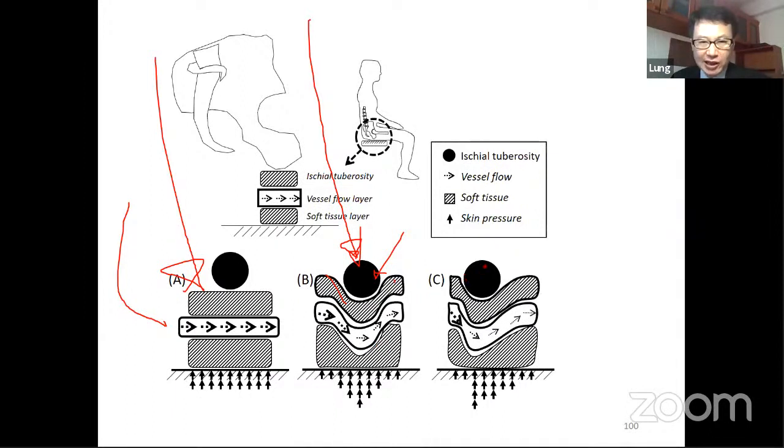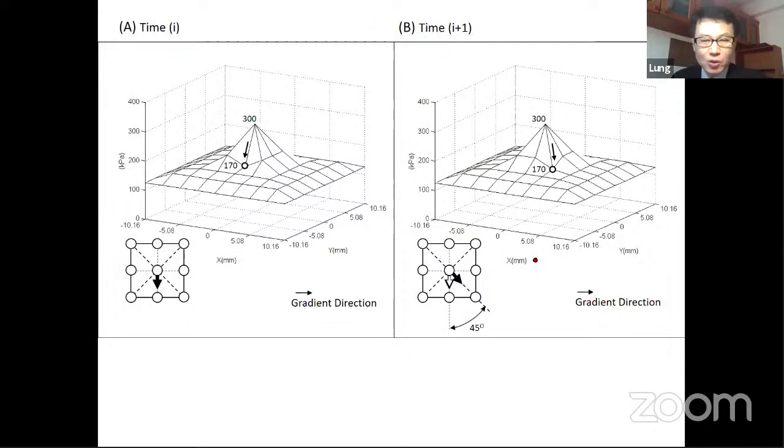And if the gradient here is an abnormal distribution, the perfusion velocity will decrease. So maybe this is more important for ulcer injury here. We applied this concept to spinal cord injury, for people who use wheelchairs.